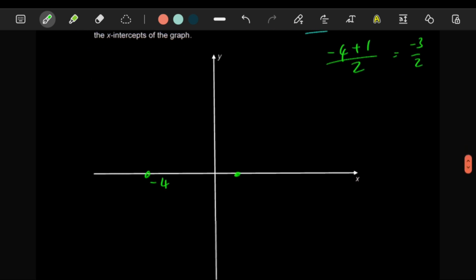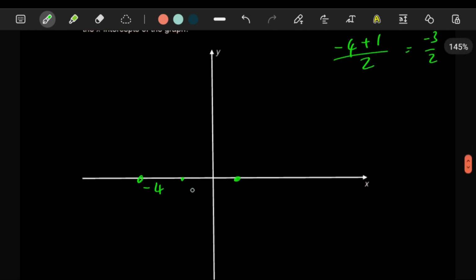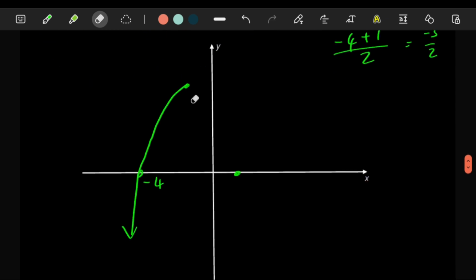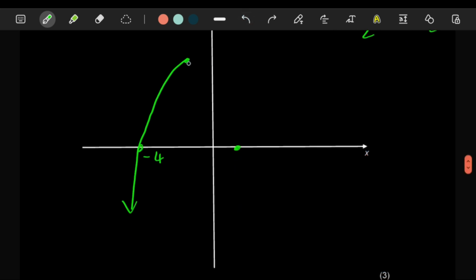-3/2. That's like -1.5. Somewhere here, -3/2. This is where the turning point is, somewhere over there. We don't know what the y value is. They say we don't have to worry about it. As a matter of fact, this is not even important, because they just say they want you to give the x-intercepts of the graph. So you do that and you move on. If they didn't ask for it, don't do it, because what if you're wrong, and then now you've put in unnecessary information, then you end up losing marks.